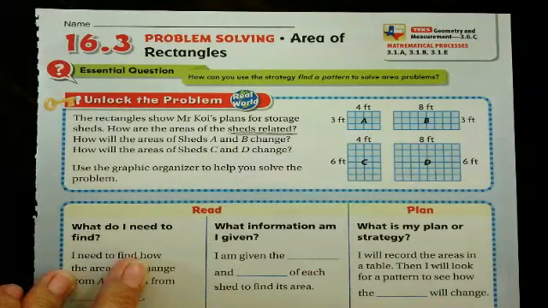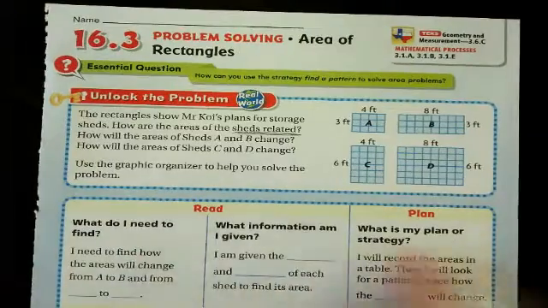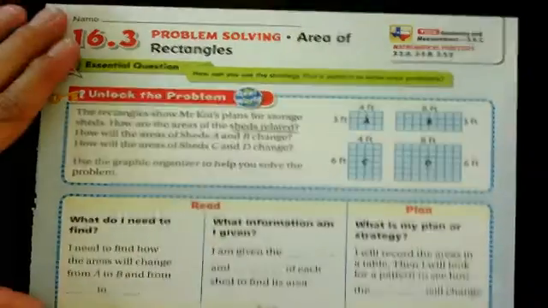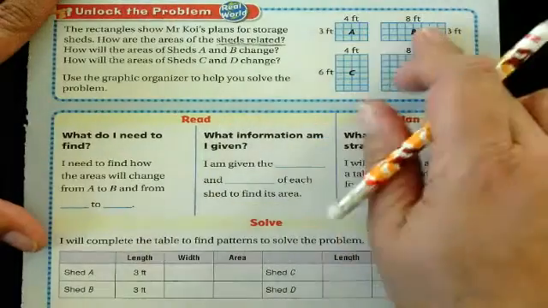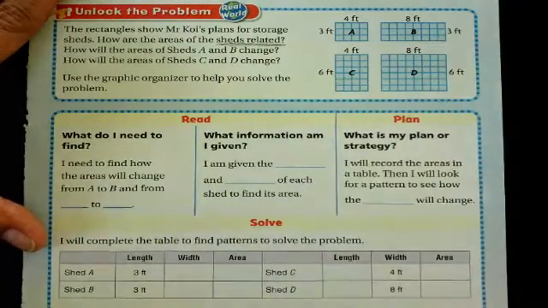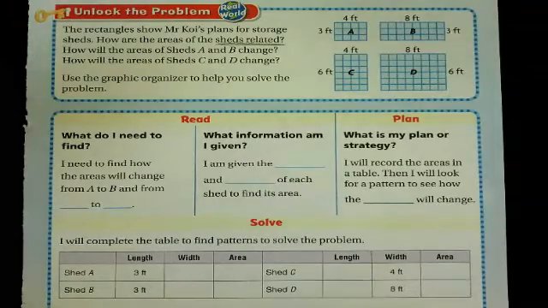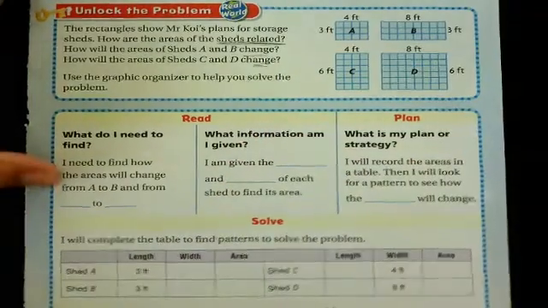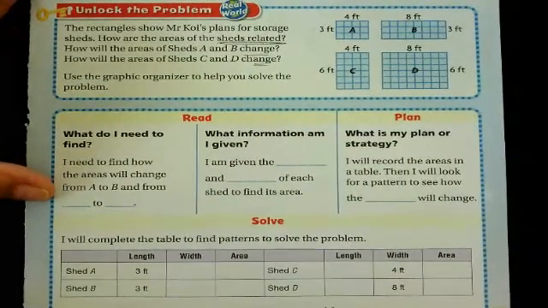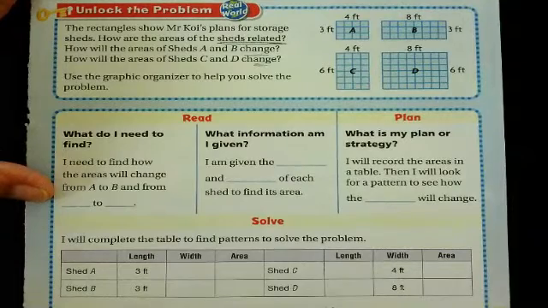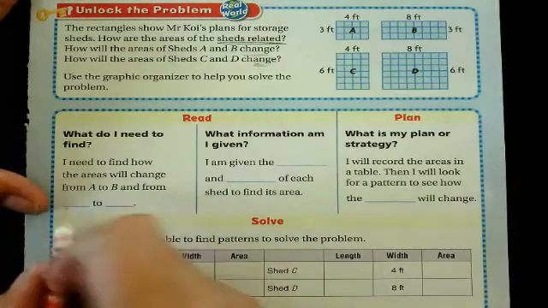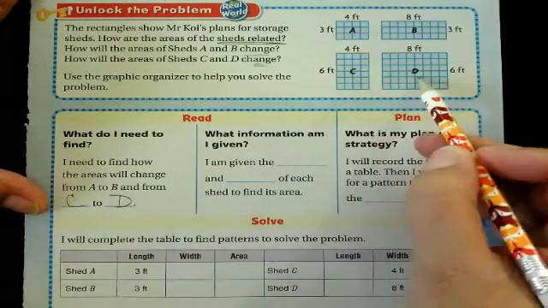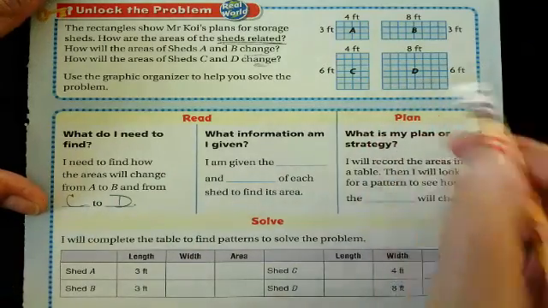How are the areas of the sheds related? How will the areas of sheds A and B change? How will the areas of sheds C and D change? Use the graphic organizer to help you solve the problem. So we're going to be concentrating on sheds A and B together and sheds C and D together. So what do I need to find? How do I figure out how they're going to change? I need to find how the areas will change from A to B and from C to D. Those are my other two storage sheds.